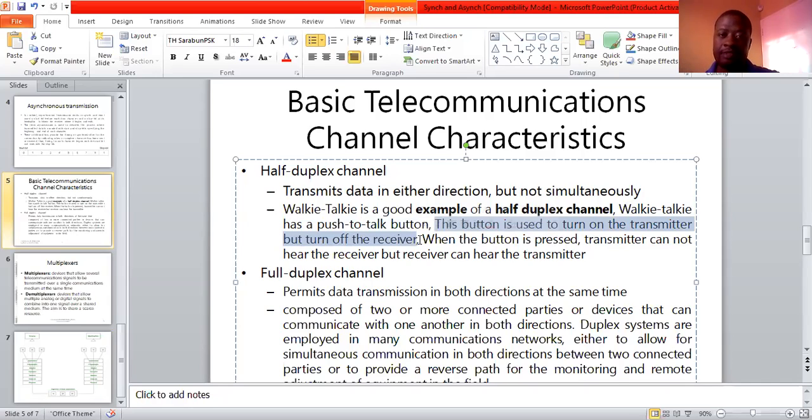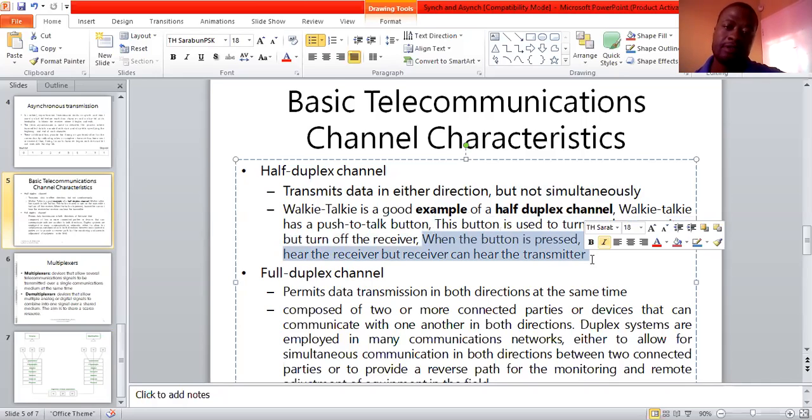The transmission should not happen simultaneously: one side should listen, while the other has to send or transmit. As we have already said, it transmits in any direction, but not simultaneously. When the button is pressed, the transmitter cannot hear the receiver, but the receiver can hear the transmitter.